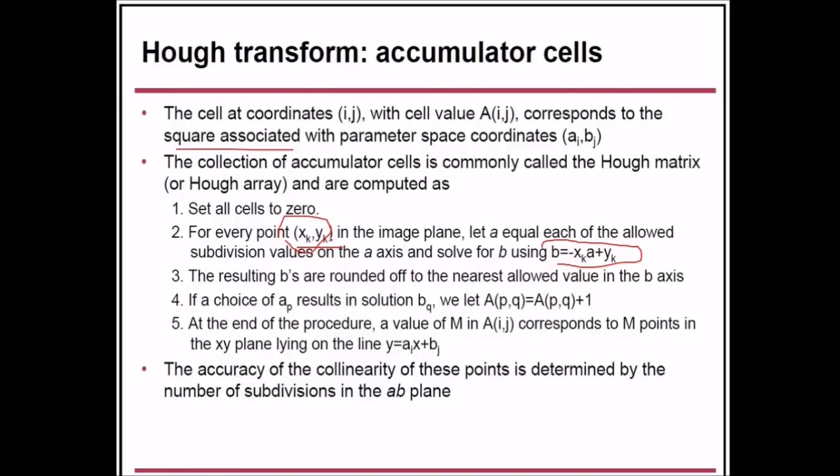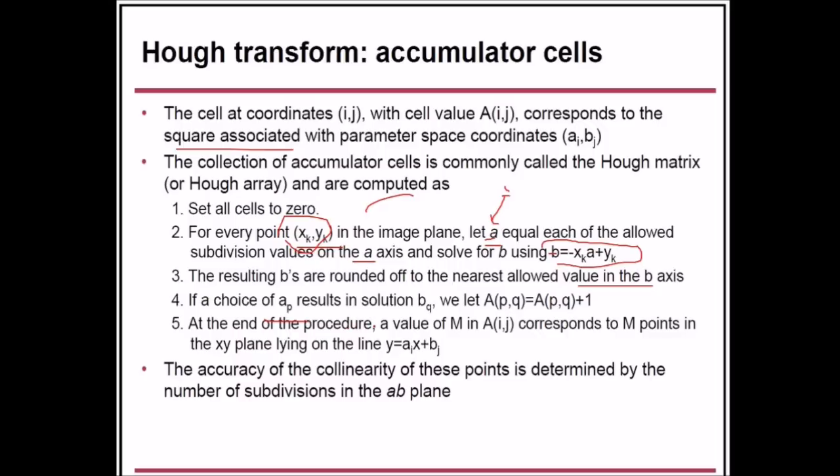For every xk, yk, we start with the image plane. We let a equal each of the allowed subdivisions on the a axis, and we solve for b using this equation. Now the resulting b's are rounded off to the nearest allowed values on the b axis. Now if a choice of ap results in solution bq, then we let A(p,q) = A(p,q) + 1.